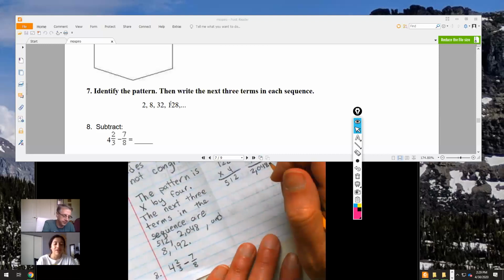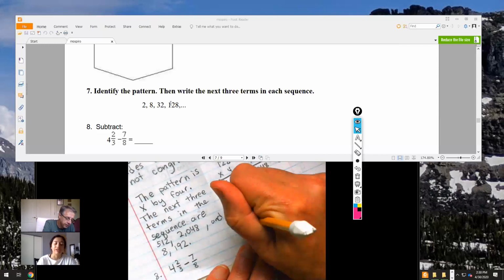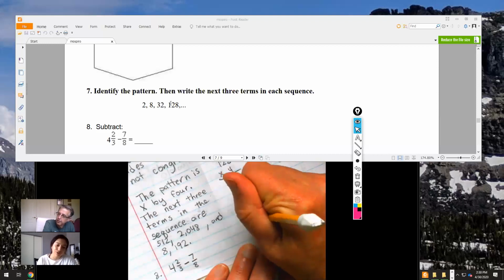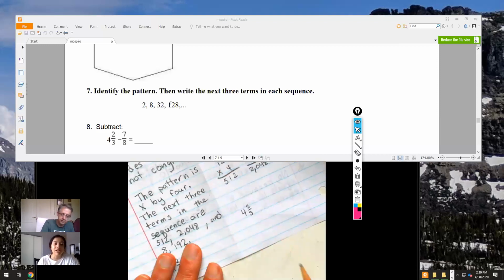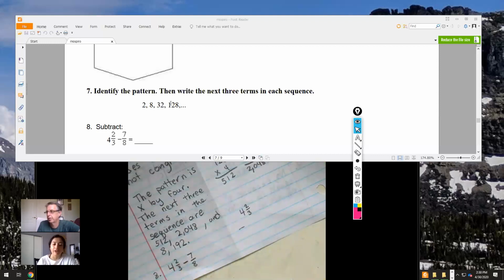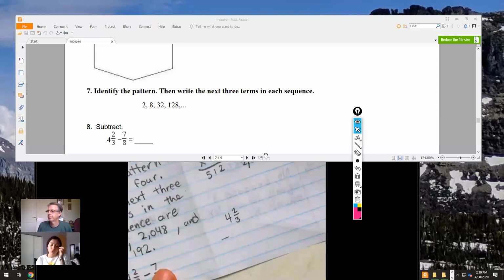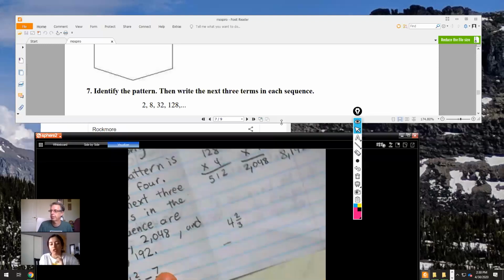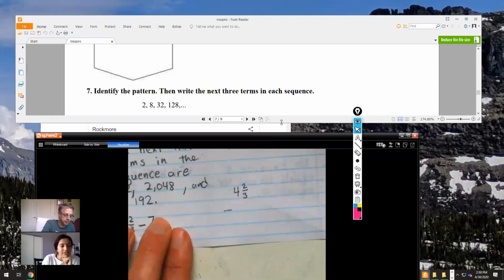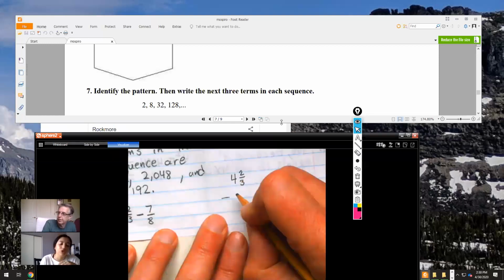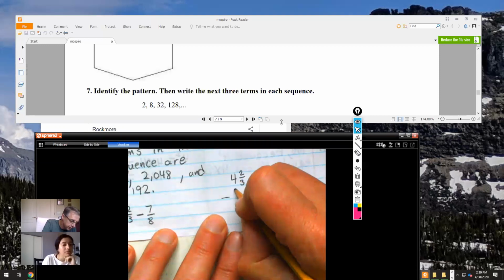All right. So our first step of subtracting fractions is going to be to write them vertically. And make sure you are lining up your whole numbers and your fractions. Make sure to write your subtraction sign just so we know what operation we're doing. And since this one doesn't have a whole number, just make sure you are lining up your fractions.